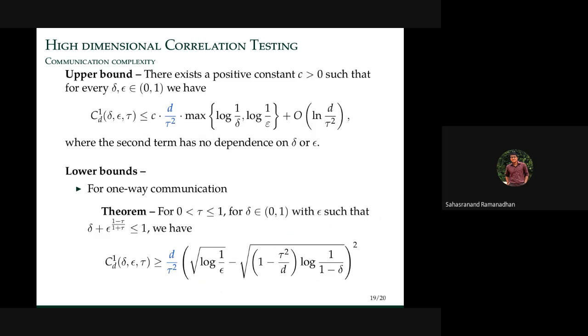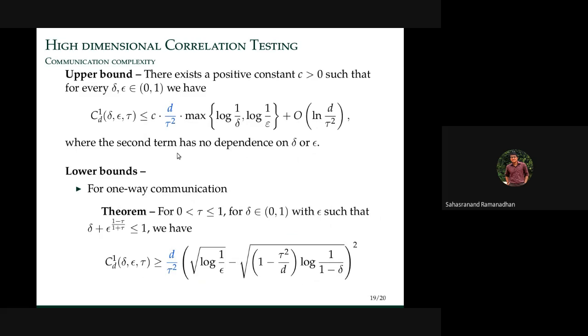We go like before, and we show that using the hypercontractivity ideas, we can again show that the communication has to be at least d by tau square. So this matches this upper bound. So for one-way communication where party 1 sends something to party 2 and party 2 declares the output, in that case, our scheme is optimal. It is optimal in terms of dependence on d and tau square.